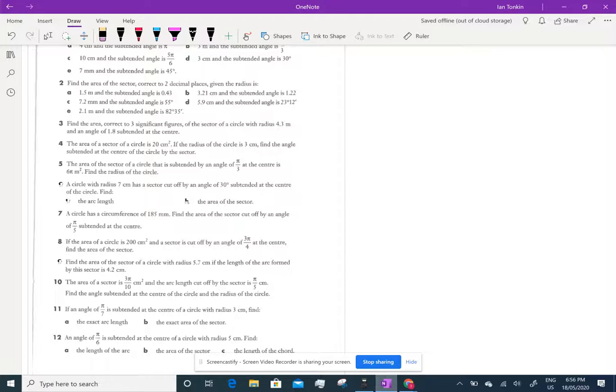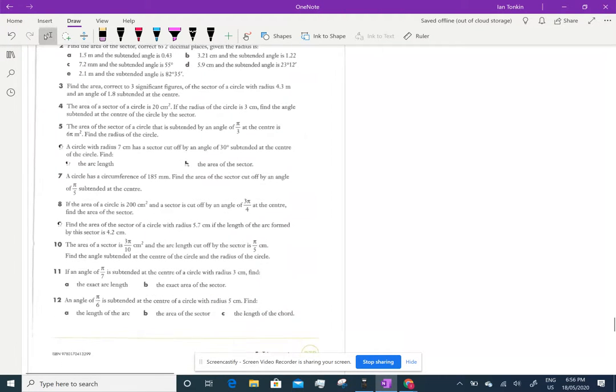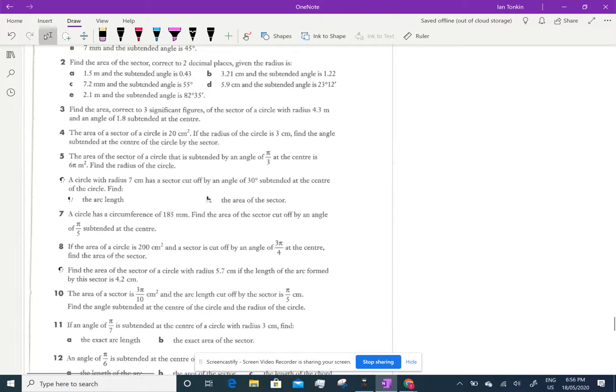Okay, year 11, some questions have come up about this exercise 5.11, the area of the sector, so I'm going to quickly do them. So, the first one here is question 8. If the area of a circle is 200 centimetres squared and a sector is cut off by 3 pi on 4, find the area of the sector. Well, here we go. Here's question 8.